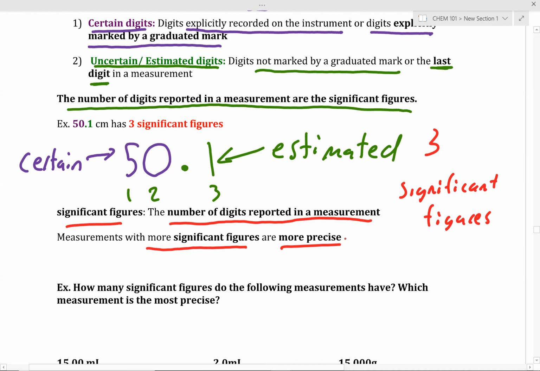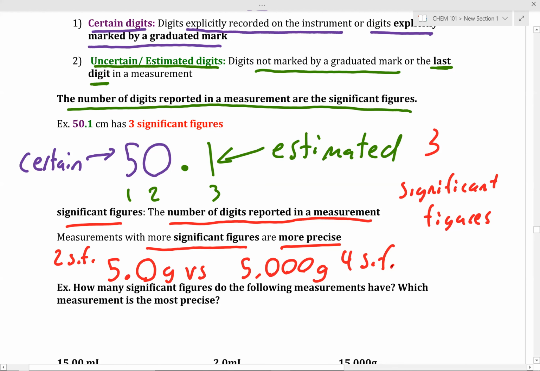For example, if we compare 5.0 versus 5.000, let's do grams. Which of these two measurements has more significant figures? The one on the left or the one on the right? On the right. Yeah, the one on the left has 2 sig figs. The one on the right has 4 sig figs and is more precise.